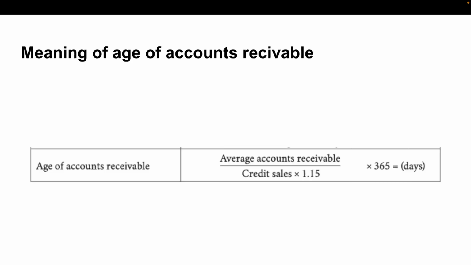So if the accounts receivable, which is the money owed to you that you'll be receiving, was 50,000 and credit sales are 200,000. Credit sales are sales on credit, so the customer isn't paying with cash, they're agreeing that they're going to pay you back in the future. And if credit sales were 200,000, the age of accounts receivable would be 91.25 days.